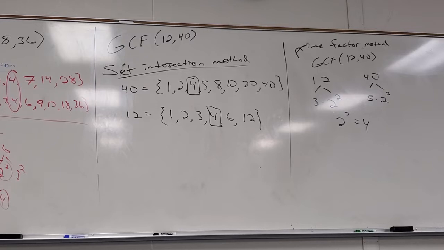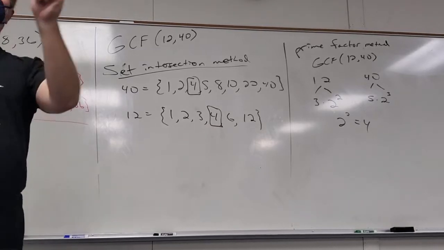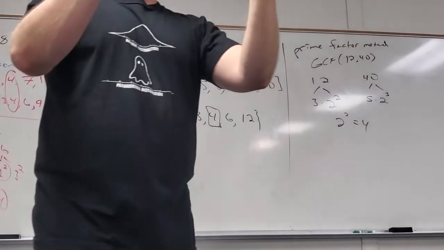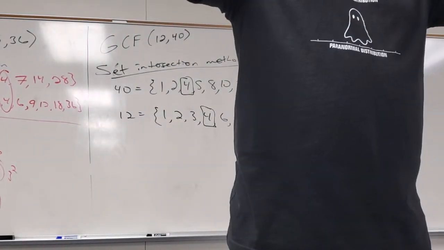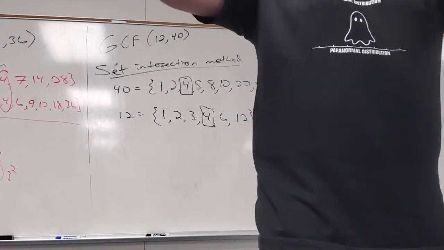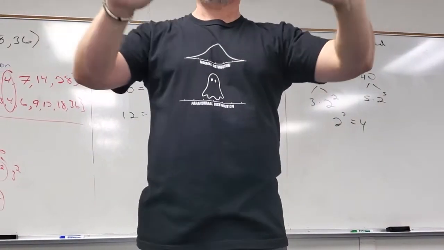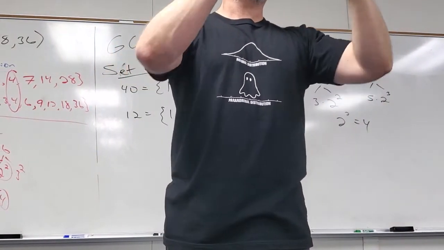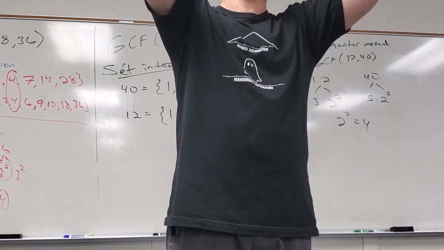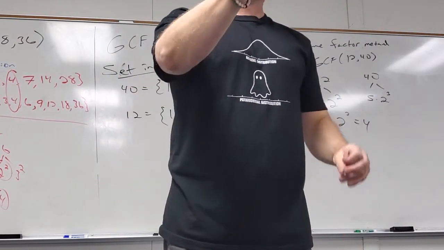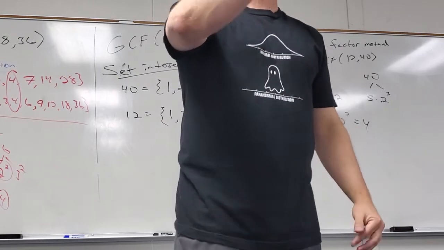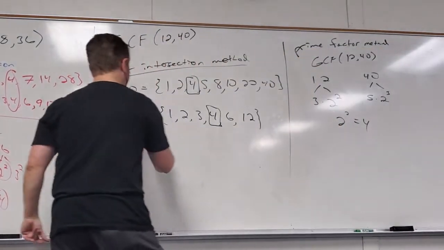Here's the big thing. I want you to realize this. If 4 goes into 2 different numbers, this is almost going to be stupid to say, but aren't they both multiples of 4 then? Wouldn't they then have to be a multiple of 4 apart from each other? We did this before. Start counting by fours. Count by multiples of 4.